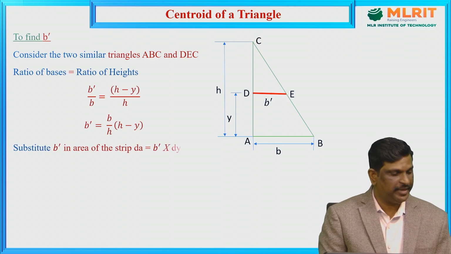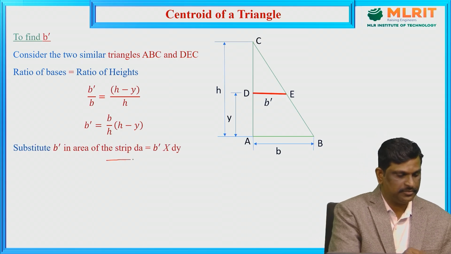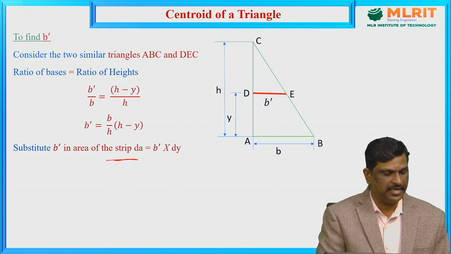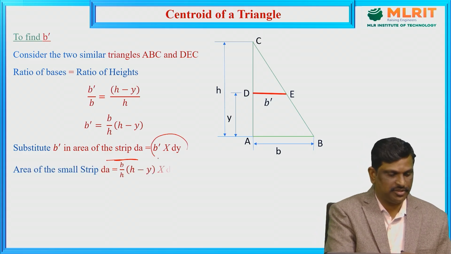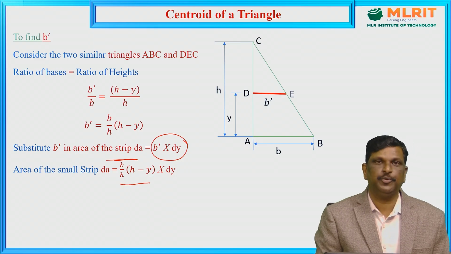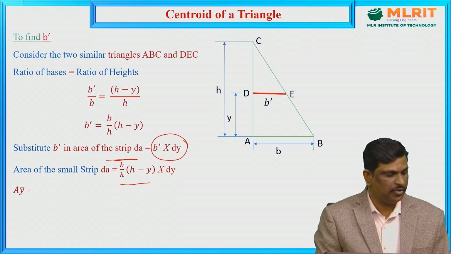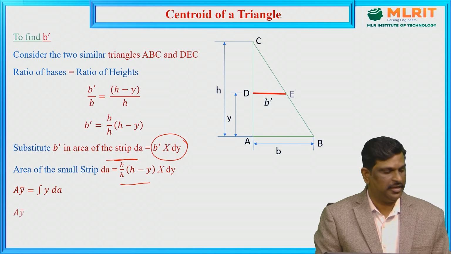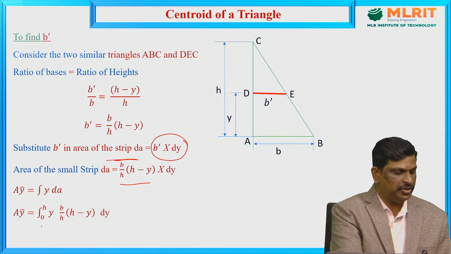Now substitute B dash in the area of the strip dA. B dash dy is the area of the strip. Substitute B dash value, B by H into H minus y into dy. Now A y bar is equal to integral y dA. A y bar is equal to integral 0 to H.